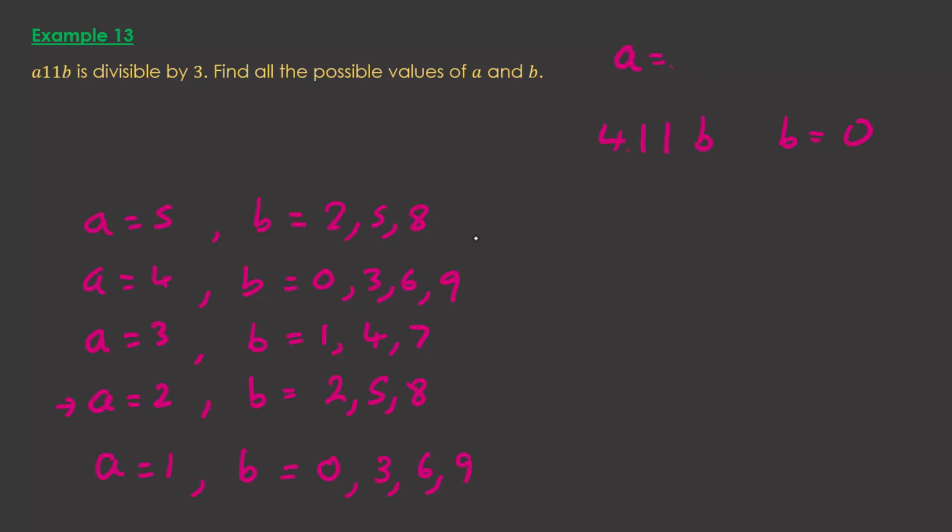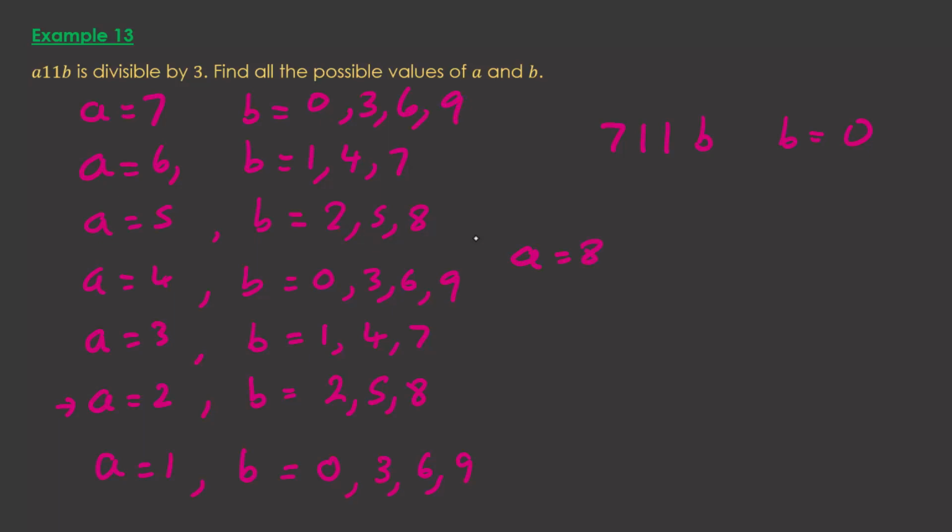Let me just check that. So we've got 5. Got 5 here. 5 plus 1 plus 1 is 7, so B could be 2, and it's going to be the same thing. And if A is equal to 6, that's going to be the 1, 4, 7 situation. If A is equal to 7, then they add up to 9, and we're back to the B is 0 situation. So we could have 0, 3, 6, or 9.